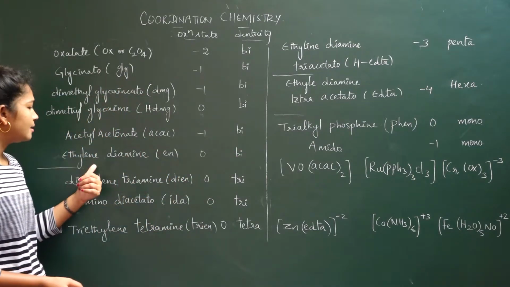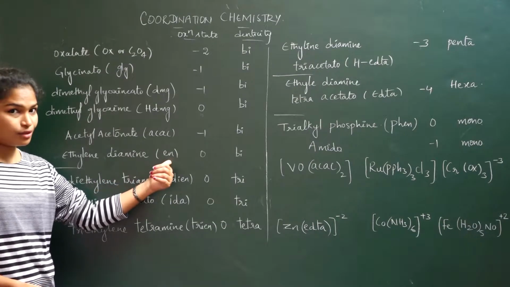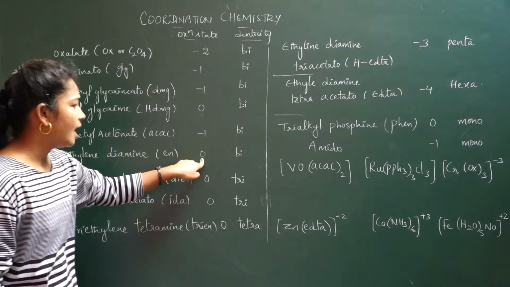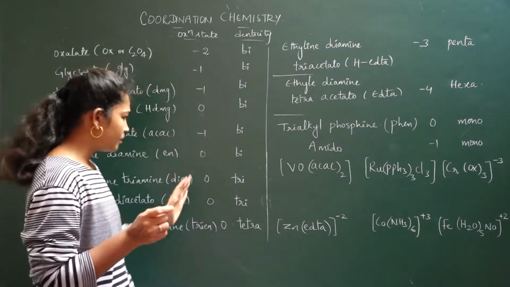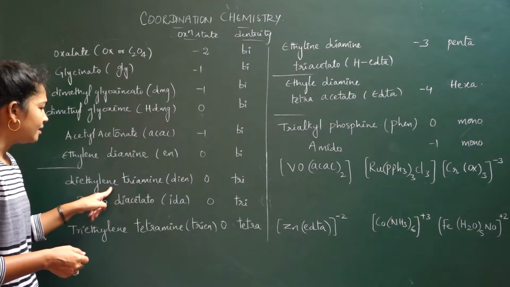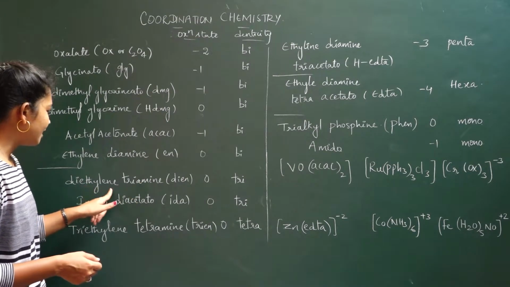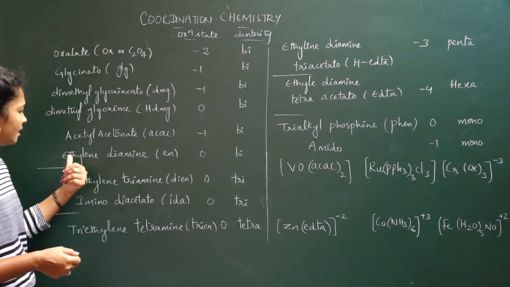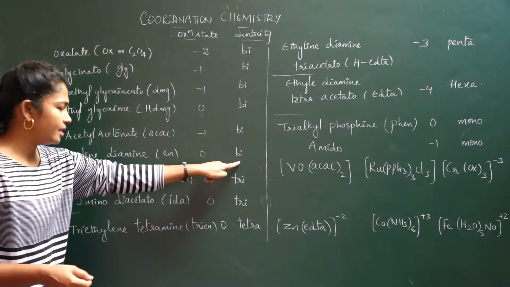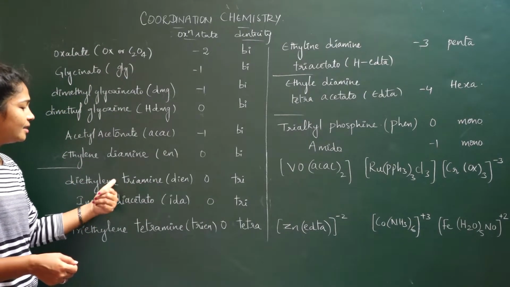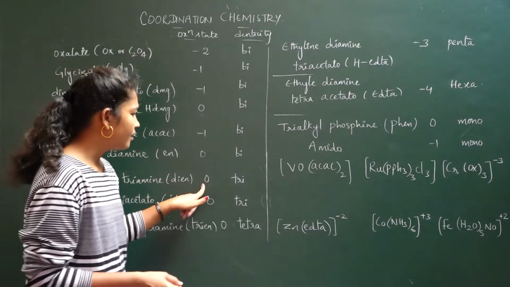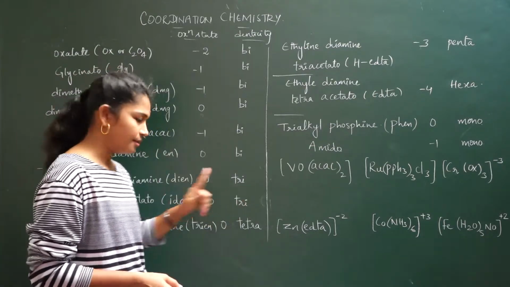Now you see here, ethylene diamine, EN, it is also very important. Ethylene diamine is a neutral compound and it is bidentate. So till here we have written bidentate. Now comes tridentate. Diethylene triamine. See here, ethylene diamine, EN, that is bidentate. Here, diethylene triamine, dien, that is a neutral compound and it is tridentate.